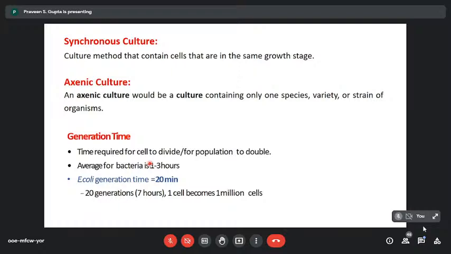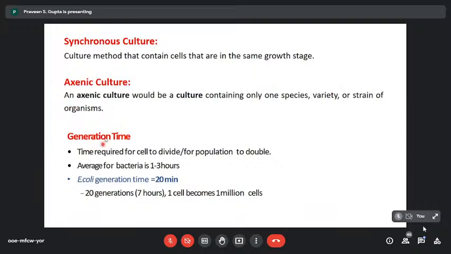There is certain specific terminology that you should remember. Here is the synchronous culture. It means if you start the microbial growth and all the microbes are present in the same state, it is called synchronous culture. And next is axenic culture. When you culture the bacteria and you are working with only one pure strain, it is called axenic culture.